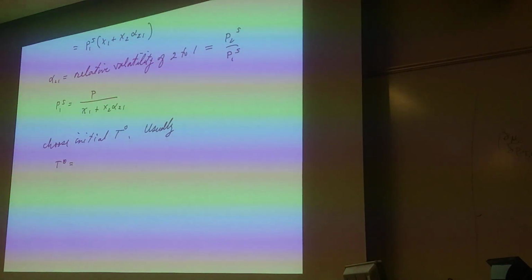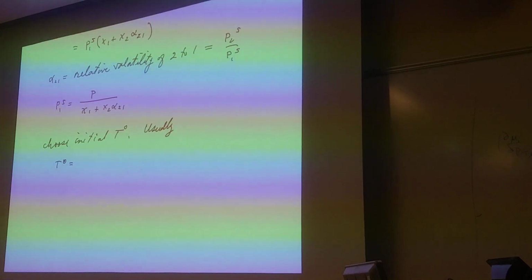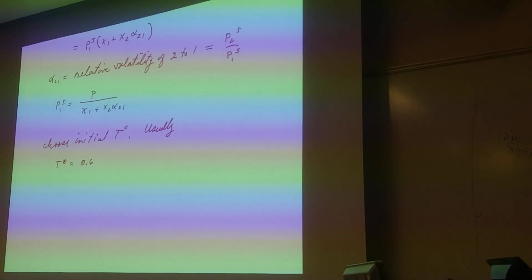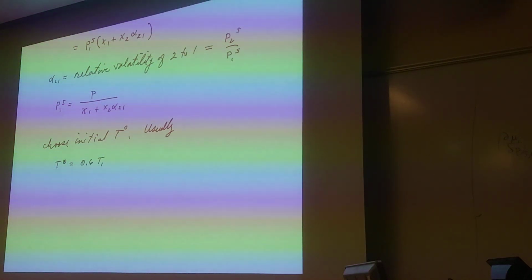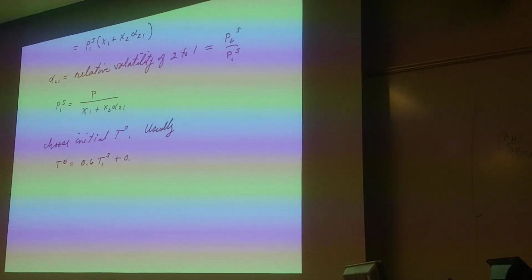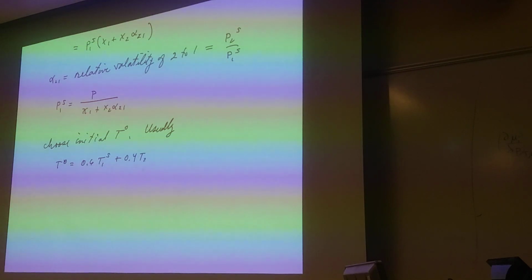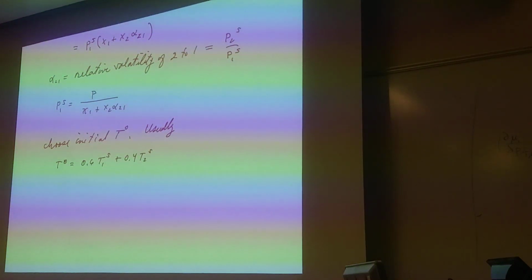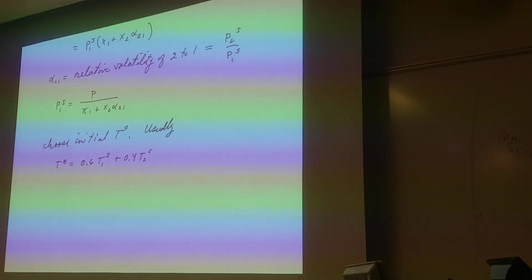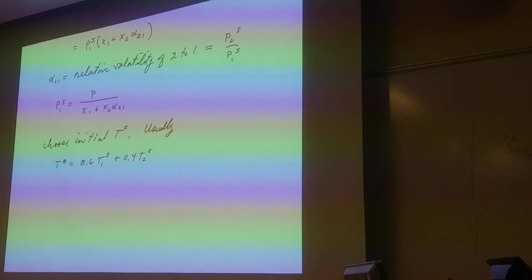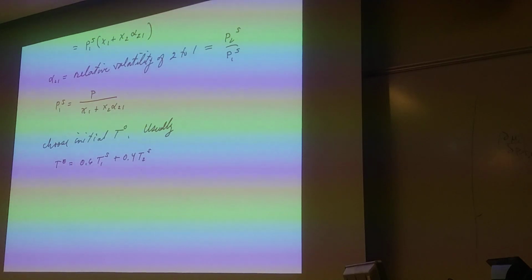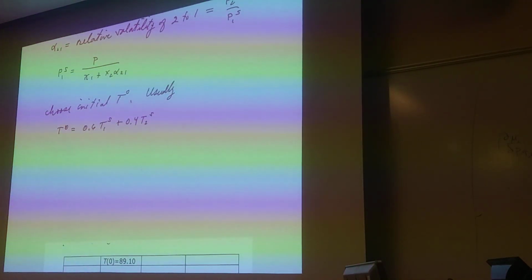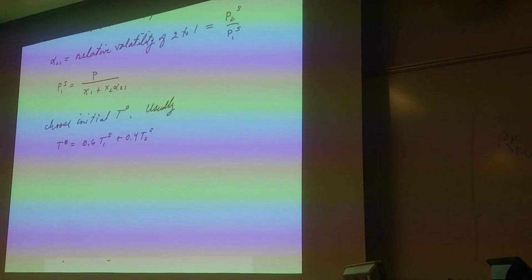We'll take that as 0.6 times T1S plus 0.4 T2S. And these, we get out of the respective Antoine equations. So let me write that out. See, enough time to do this? Yeah, we're not going to be able to finish this.